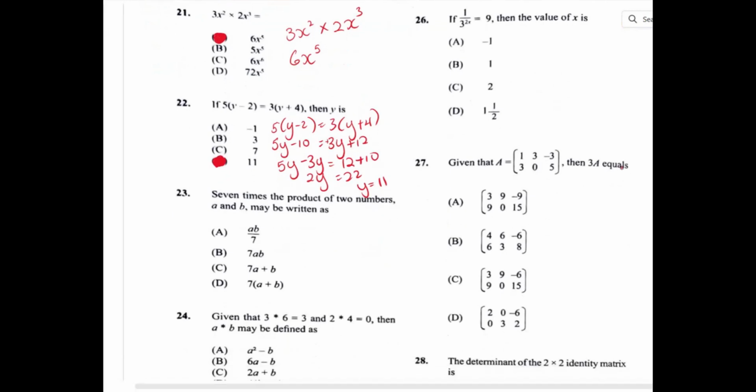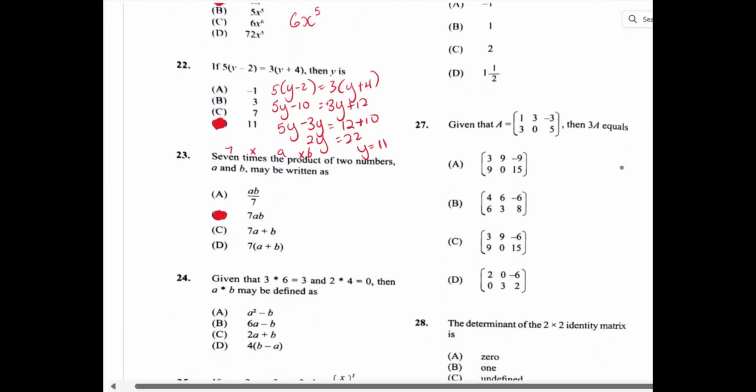Number 23, 7 times the product of two numbers A and B may be written as: 7 is the number, times means multiply. Product is multiply as well. So the product of A and B, and you can simplify that to look like 7AB. So this is a translation of a statement into an algebraic expression. You're changing all the word names to numbers, putting in the symbols and the letters.